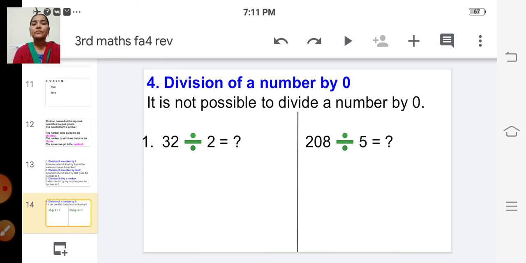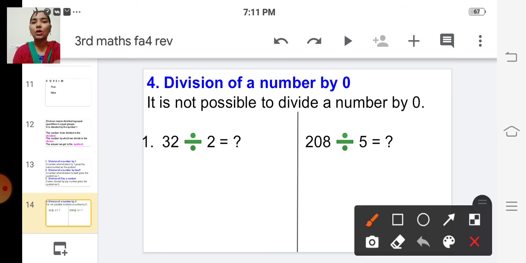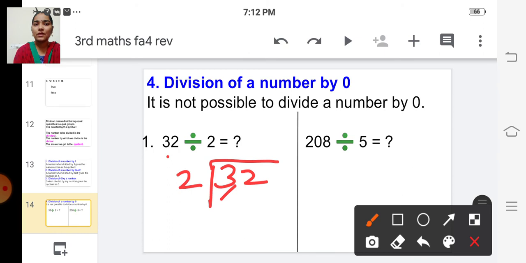Here the first question, 32 divided by 2. Using long division, we shall divide this. Consider the first digit. What is the first digit? 3. How many times will 2 go in 3? Only one time. So 2 ones are 2. Now subtract, 3 minus 2 is 1, and bring down the 2 here. So now it is 12.